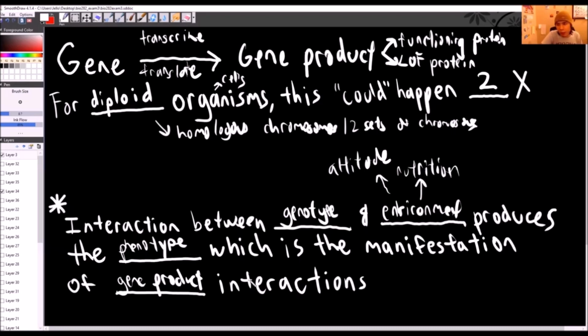And what do I mean by gene product interactions? Well, because diploid organisms can potentially have two competing gene products, they can counteract each other, or they can work together, and that would produce a different phenotype.